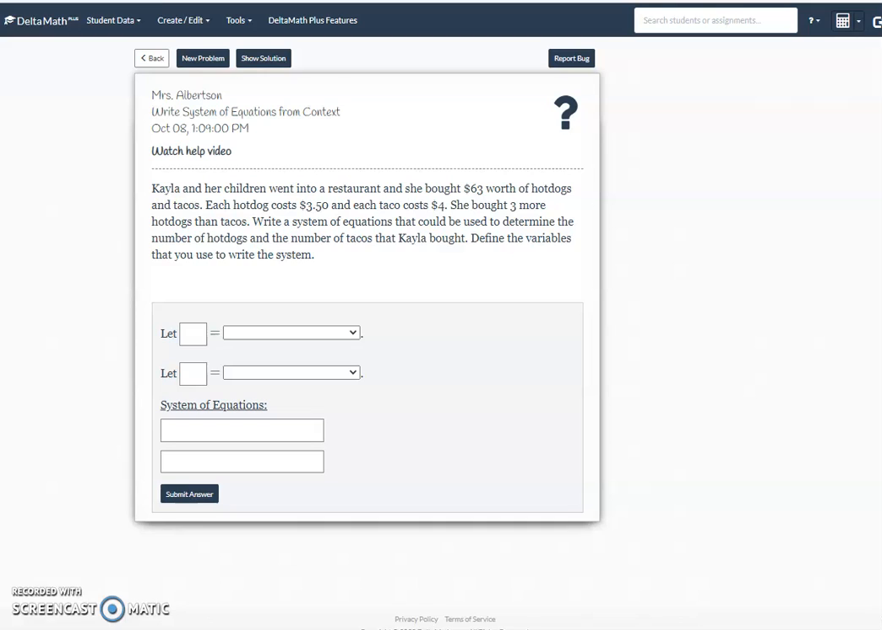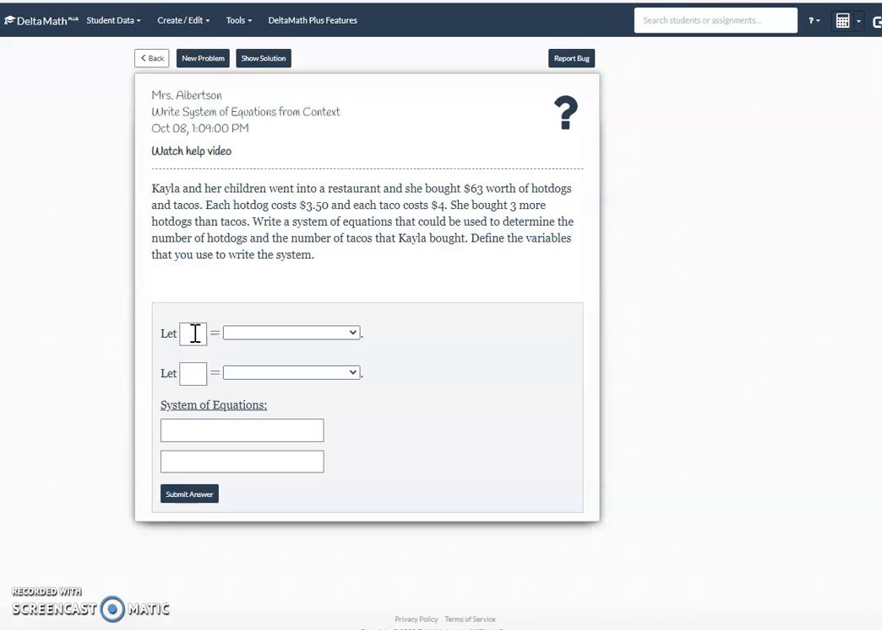We are going to work on writing systems of equations from word problems. I also call this using systems of equations to solve. So we're going to have word problems. What we need to do for each word problem is define the two variables that we're using, as well as the two equations that we would use to solve the problem.